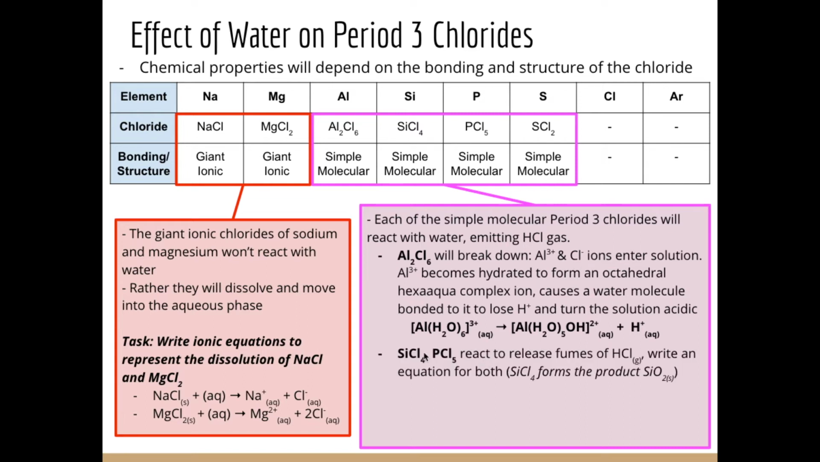acid. Our SiCl4, PCl5, these are a bit more straightforward. These react to release fumes of hydrochloric acid. Why don't you pause now, have a go, see if you can write an equation for both of these. So we're going to start with these. We're going to react with water, so plus H2O. See if you can work out what the product's going to be if we're forming HCl, and the product of the silicon is going to be this silicon dioxide. Give that a red hot try and we'll flick over to the board and write it together.